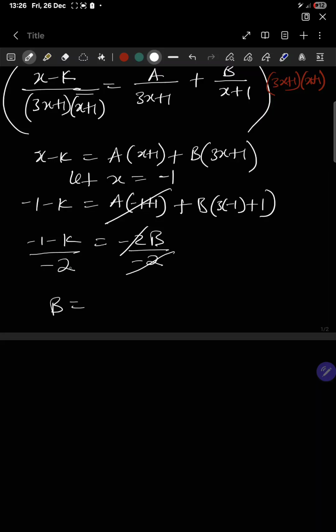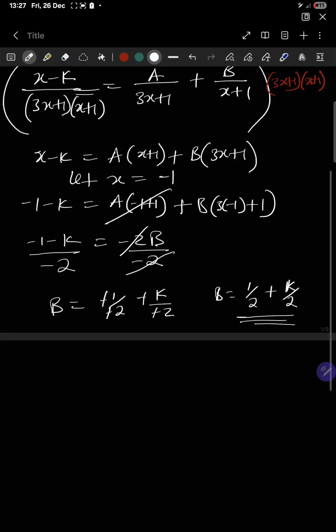That means this and that will go, and then you are going to have the value of b, where the -2 is divided into the numerators, which are -1 minus k, meaning that we can say -1 over -2, then minus k over -2. The negatives cancel and are positive, so we have 1 over 2 plus k over 2. This is the value of b.